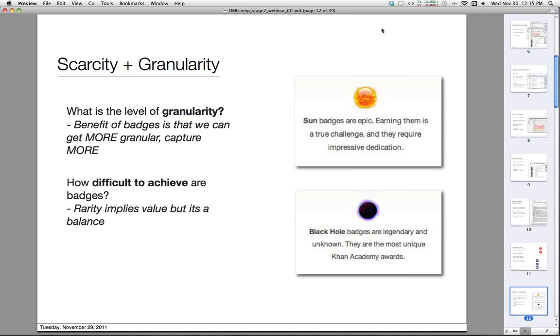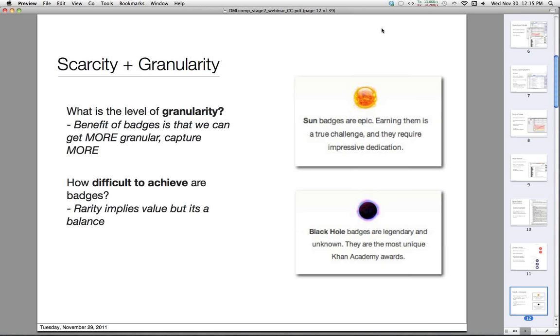And obviously the benefit of badges, something that we like to encourage, is that it's possible to be more granular and capture more information. You can get a little crazy in there. You can start recognizing things on really micro levels, but at the same time, make sure that there's a balance between micro and macro. And then, a scarcity question: how difficult is it to achieve these badges?